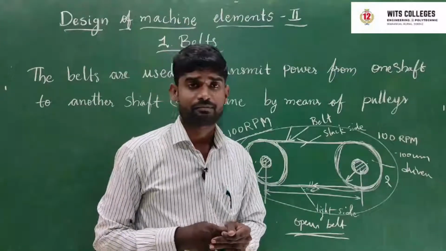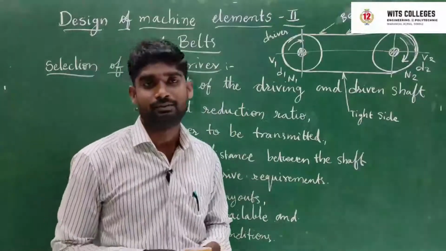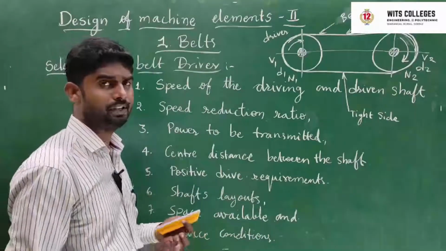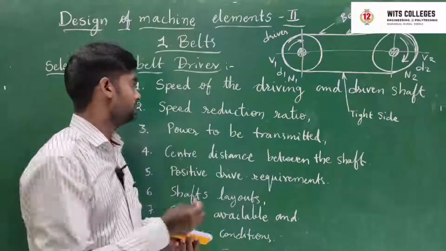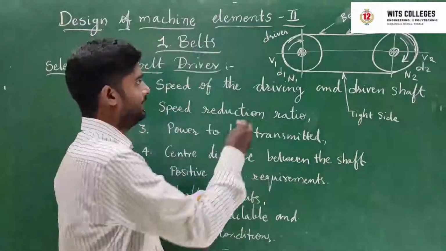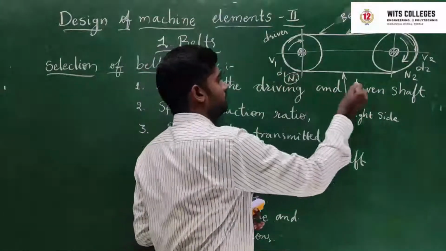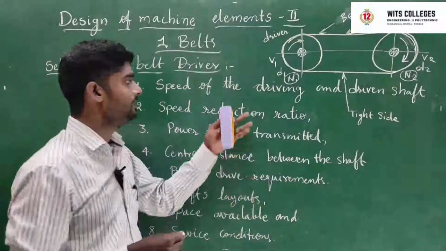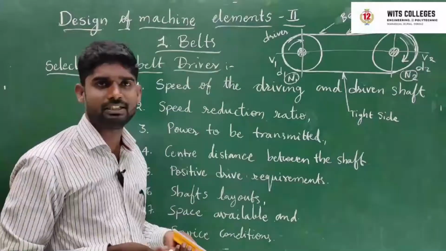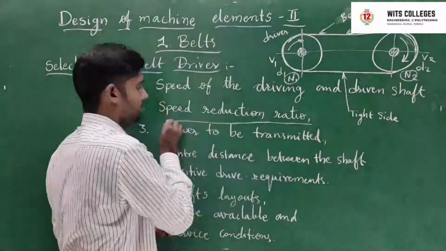Next, let's see the selection of belt drives briefly. It follows depending on some factors. First is the speed of the driving and driven shafts. What is the speed of the driving and driven shafts? N1, N2. This depends on the driving and driven shafts. Next, the speed reduction ratio. What is the speed reduction ratio? This is also considered as one of the factors.